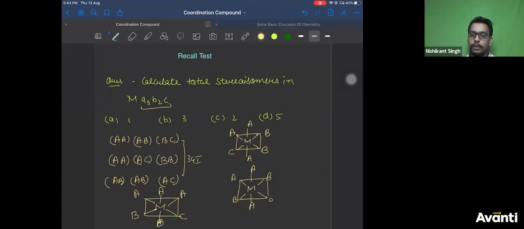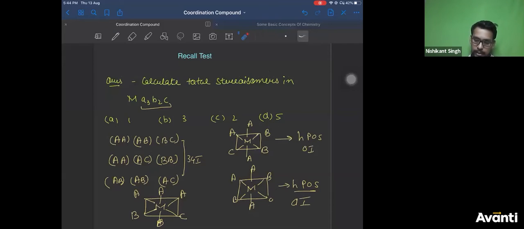Now check, do all of them have a plane of symmetry? Does this molecule have a plane of symmetry? Yes, it has a horizontal plane of symmetry. Top A, bottom A. So it has a horizontal POS, so it is optically inactive. This also has a horizontal POS, AA. So it is also optically inactive.